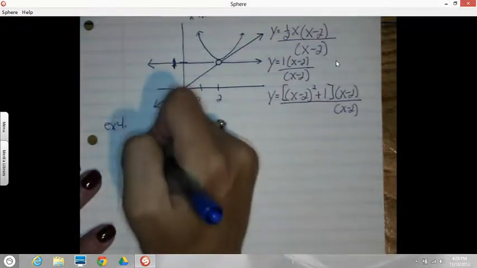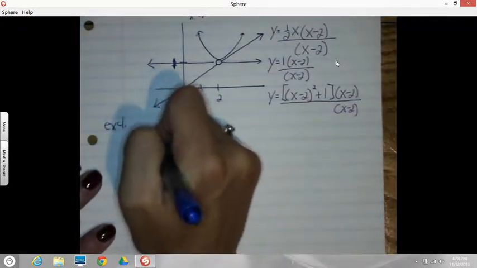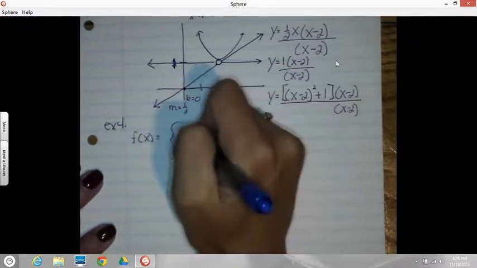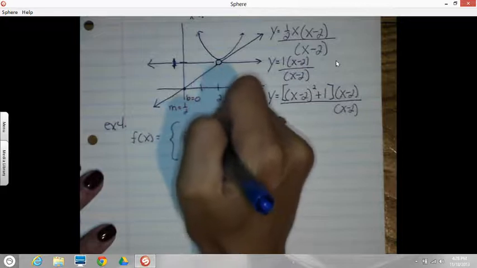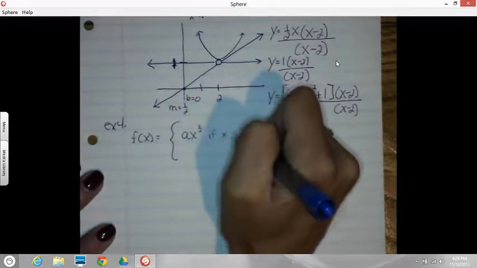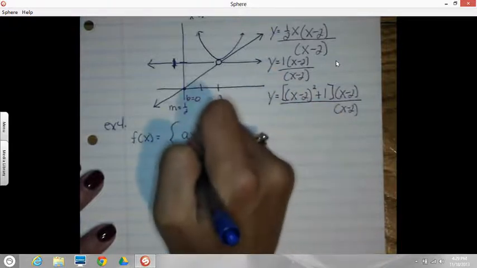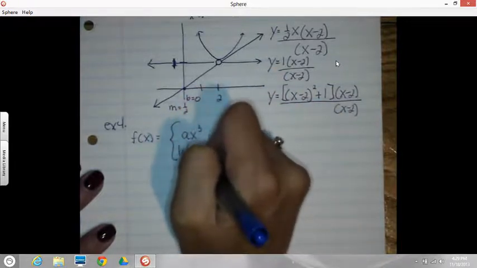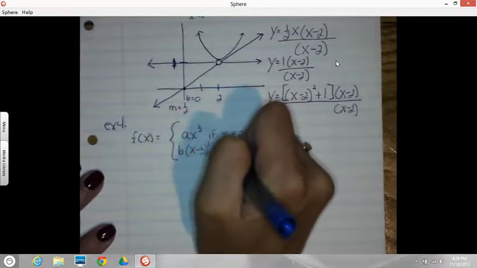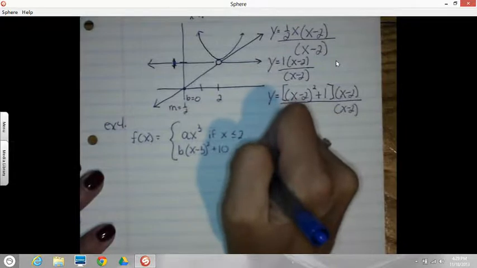If f of x is this piecewise function, where we've got ax cubed if x is less than or equal to 2, and then the function equals b times (x minus 3) squared plus 10 if x is greater than 2.